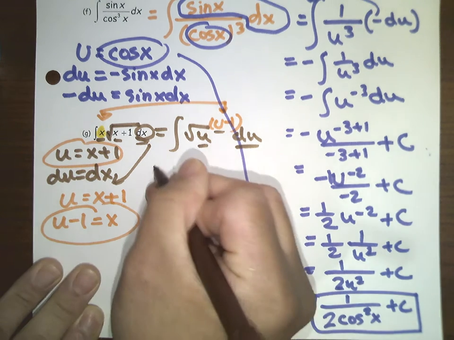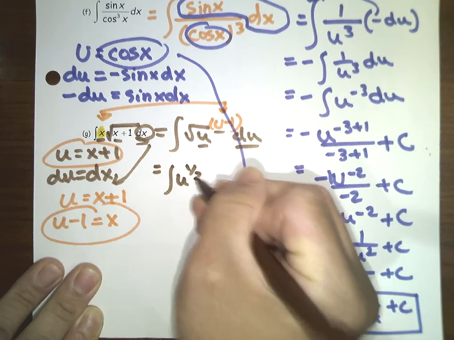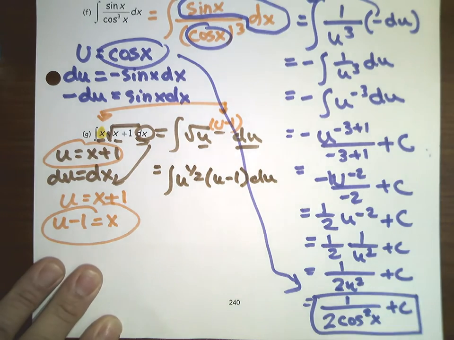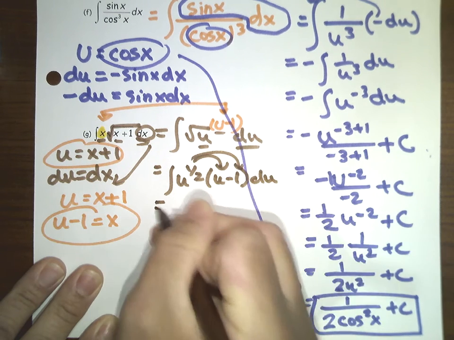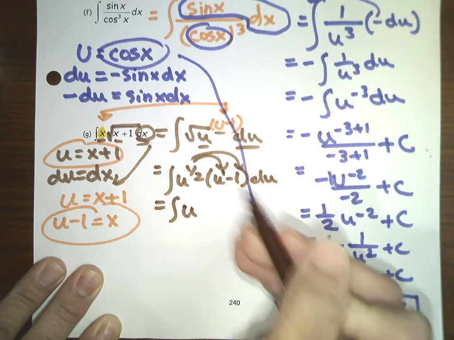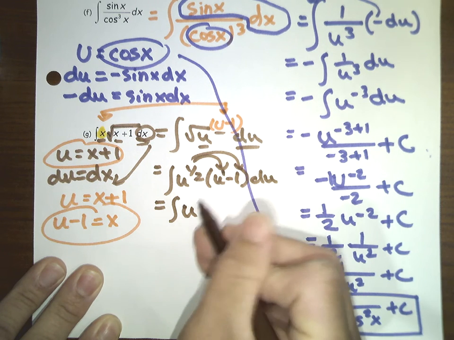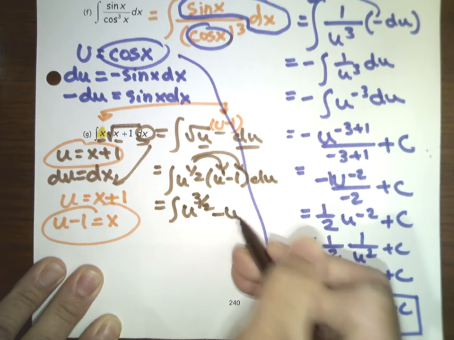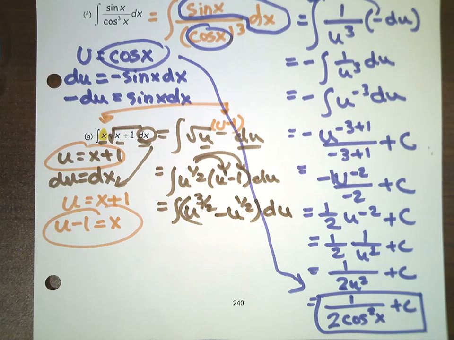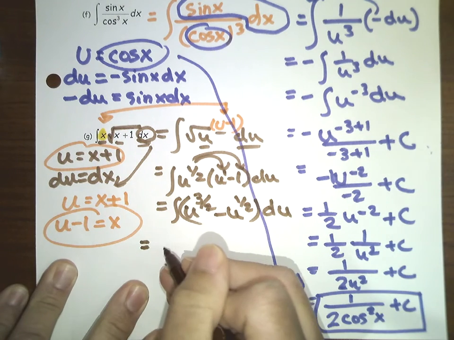Now, I will rewrite the square root of u as u to the 1/2 power, just like I've rewritten the square roots before, and then distribute the u to the 1/2 power. So it's the integral of u to the 1/2 power times u to the 1 power. 1/2 plus 1 is 3/2, then minus u to the 1/2 power du. And then I can split this up into two separate integrals or just use the linearity properties of the integrals to compute this. So let's just use the linearity property.